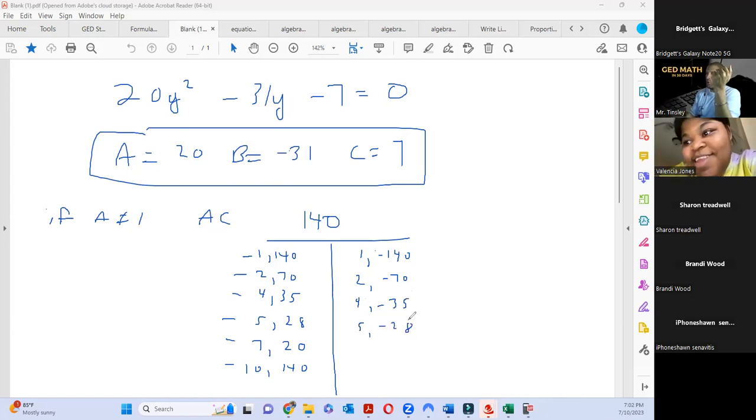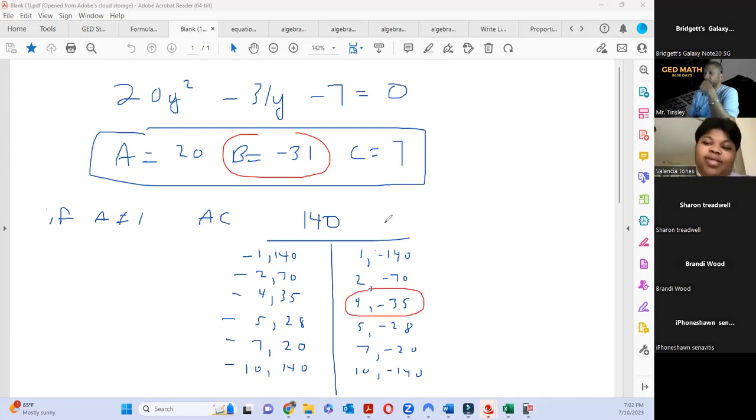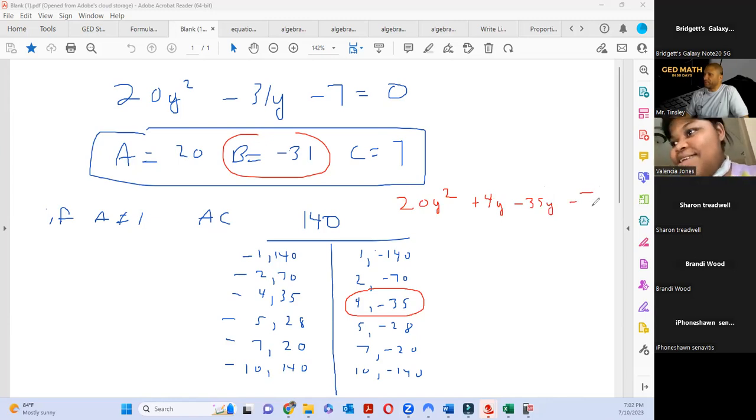When you know it, this stuff is like the back of your hand. So we have to find which pair is going to give you negative 31 for B. That's negative 35 and 4. Now this is why I say this is difficult, because you have to rewrite this equation as 20y squared plus 4y minus 35y minus 7.